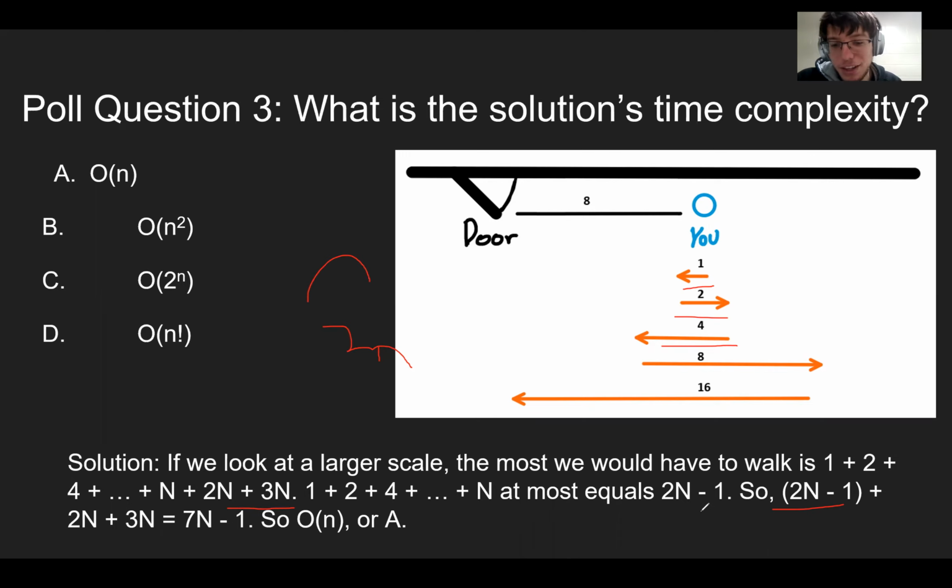Well, if we think about it, if we start adding them, we know that this sum here is at most 2n minus 1. But then we also have 2n plus 3n. Well, that gives us 7n minus 1. We drop the constant factor, we drop the constant term, and we're left with n. So O(n).